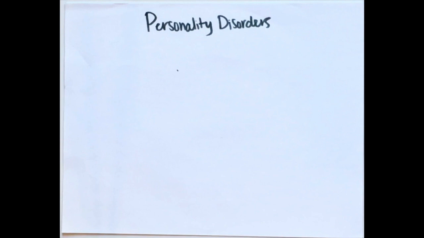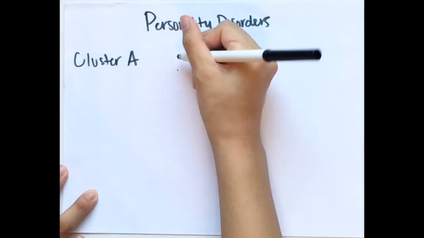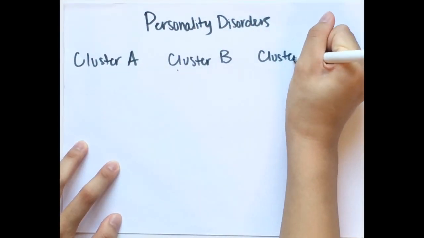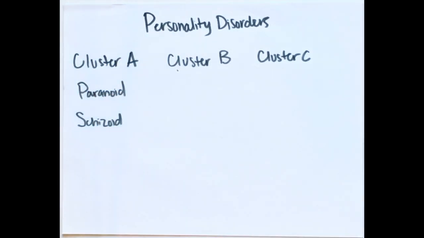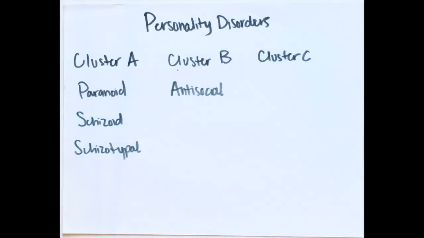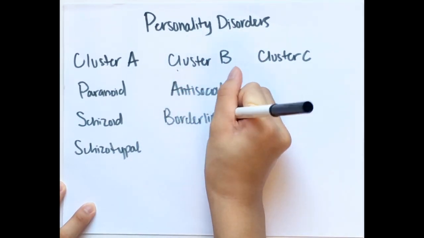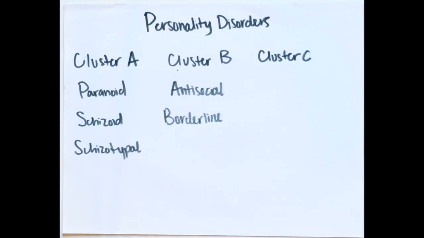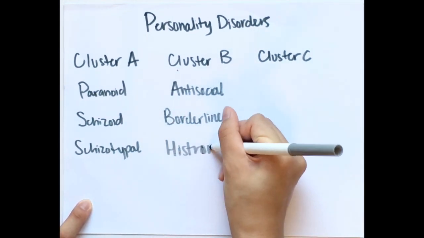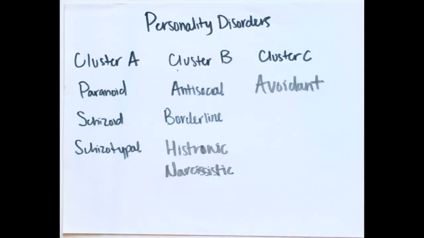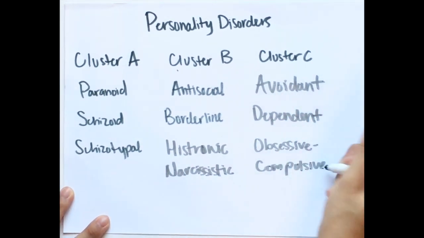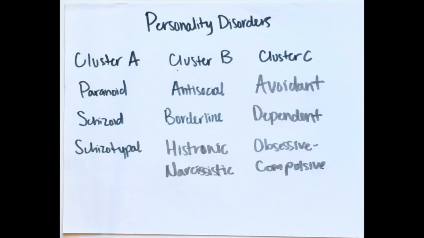The three categories of personality disorders are Cluster A, Cluster B, Cluster C. Cluster A is characterized by odd thinking or behavior and includes paranoid, schizoid, and schizotypal personality disorders. Cluster B displays emotional, dramatic behavior that is unstable, including antisocial, borderline, histrionic, and narcissistic personality disorders. Lastly, Cluster C is characterized by fear and anxiety and includes avoidant, dependent, and obsessive-compulsive personality disorders.